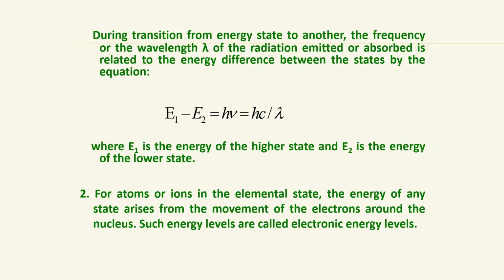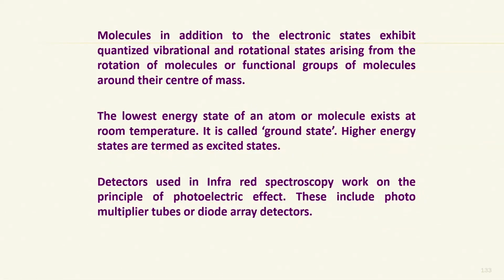Now, I can also say for atoms and ions in the elemental state, the energy of the state arises from the movement of the electrons around the nucleus. This we have already discussed a little bit in the introduction part itself during atomic structure. So, such energy levels are called electronic energy levels. Then I have vibrational energy levels and rotational energy levels. The lowest energy state of an atom or a molecule, the one populated at room temperature, is called the ground state. Higher energy states are termed excited states.